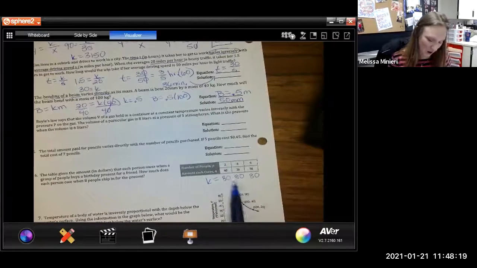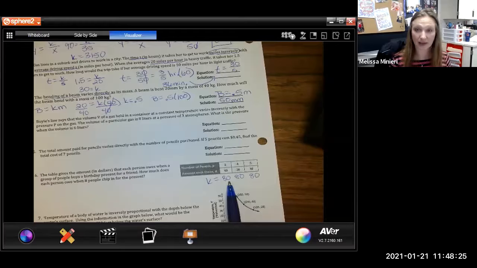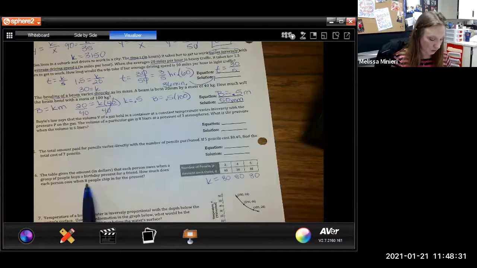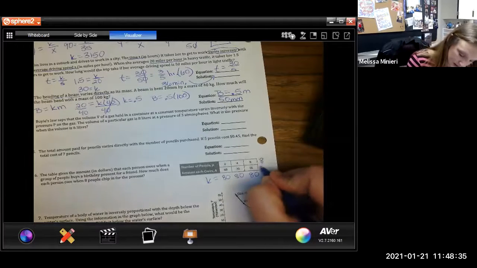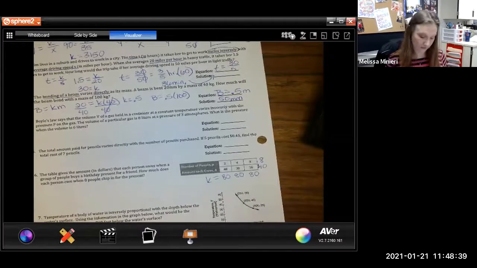All right, so we have a constant, so we know this is an inverse relationship. So that also tells us how much the present was. The present must be $80. So the more people that contribute, the less it's going to cost. So let's see, if 8 people chip in, that means that each person will chip in $10 for the gift.